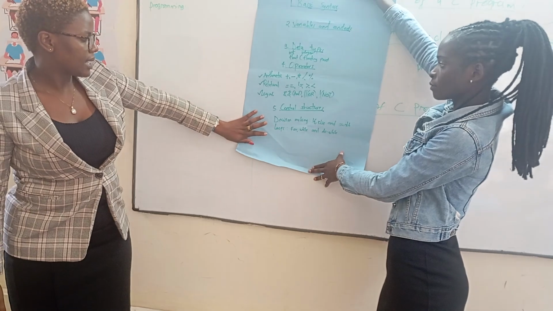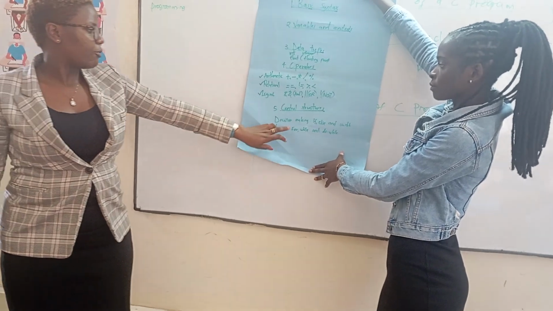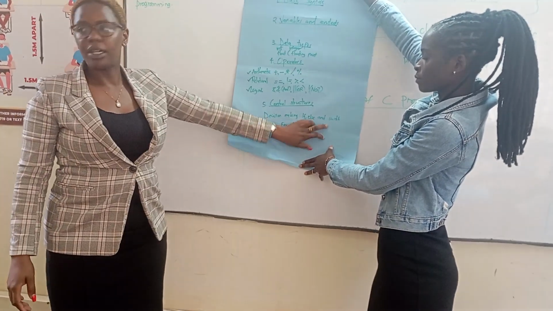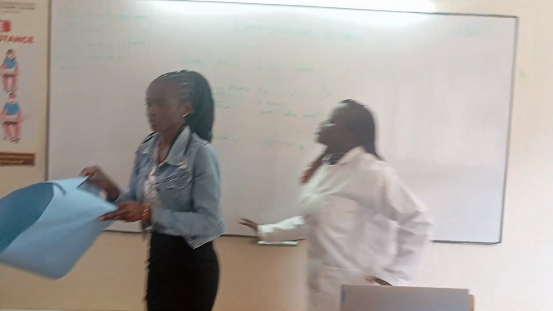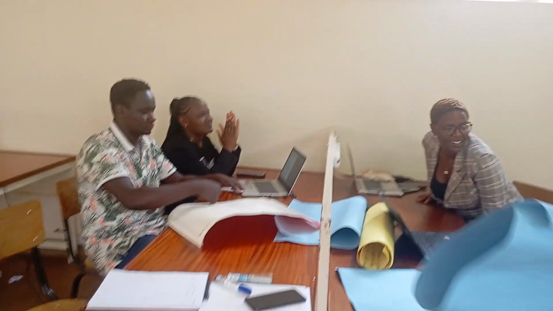Lastly, we discussed the control structures, for example decision making, that is if, else, and switch statements. And we also discussed the loops, for example the for loop, while loop, and the do while loop. Thank you. Very good. Let's appreciate this group using a 3 factorial clap.